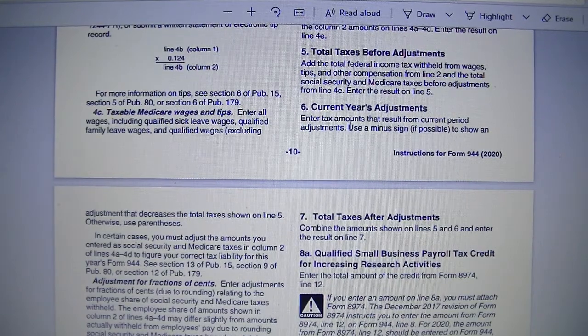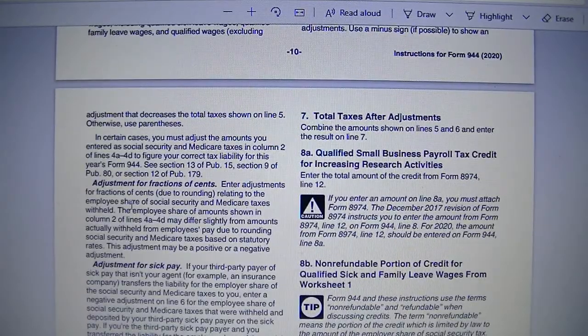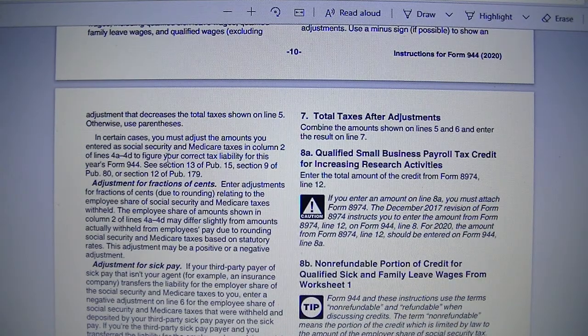So enter the tax amount that results from current period adjustments, using a minus sign if possible, or you can use parentheses if the minus sign is not working. In certain cases, you must adjust the amount you entered as Social Security and Medicare tax in column 2 of lines 4a to 4d to figure your correct tax liability for this year, Form 944. So, adjustment for fraction of cents.